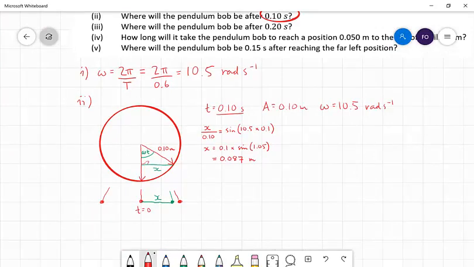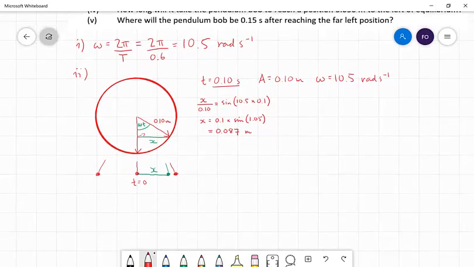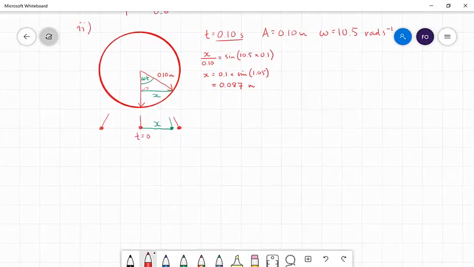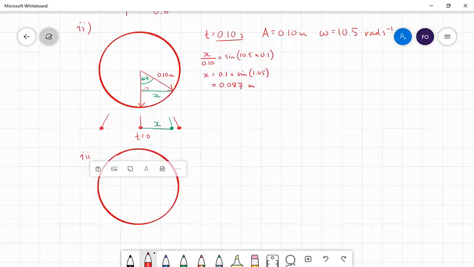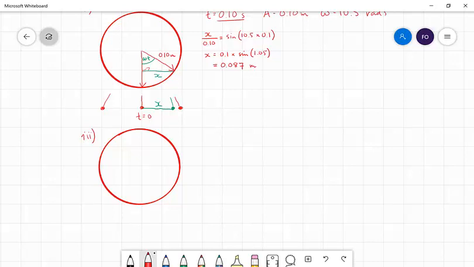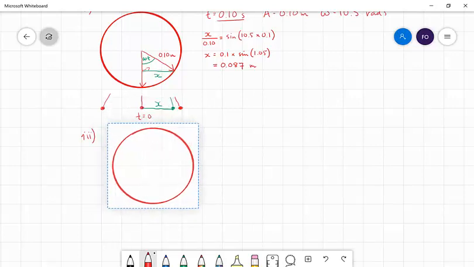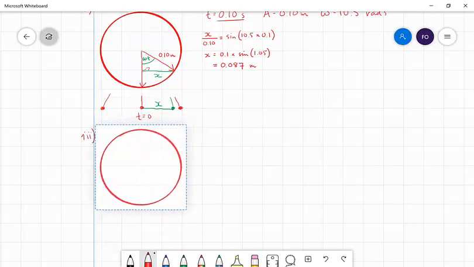Where will the pendulum bob be after 0.20 seconds? So let's look at that one. So once again, we'll copy this diagram. And once again, we have the pendulum bob, and it's now 0.20 seconds. So let's draw the pendulum bob at these 3 positions again. I'm going to try to line this up with the one above. Will it line up nicely? No, it won't.